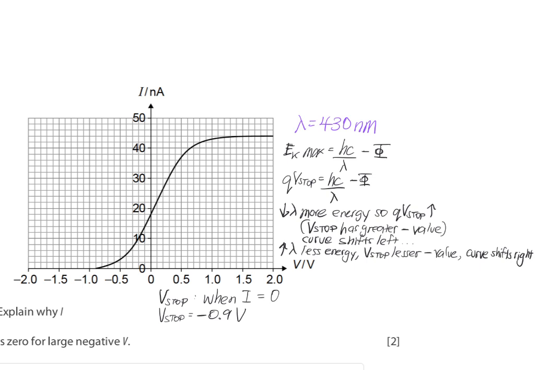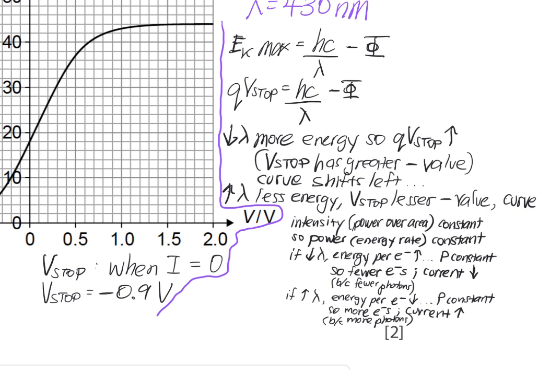But there's another thing that happens when you change the wavelength or the frequency. Since the intensity is constant, if you decrease the wavelength and the power over the area is constant, then the energy rate has to be constant. If I decrease the wavelength, then each photon has more energy. But if your energy rate is constant, you can throw out fewer photons, because the rate of energy needs to stay the same.